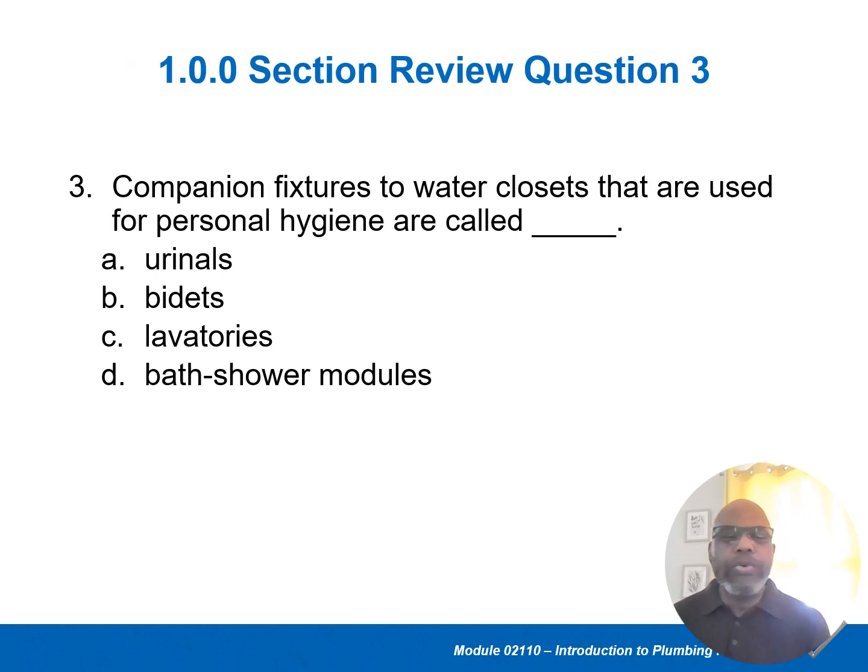Companion fixtures to water closets that are used for personal hygiene are called bidets. A bidet looks like a toilet. It's usually next to a toilet, but it is for personal hygiene.